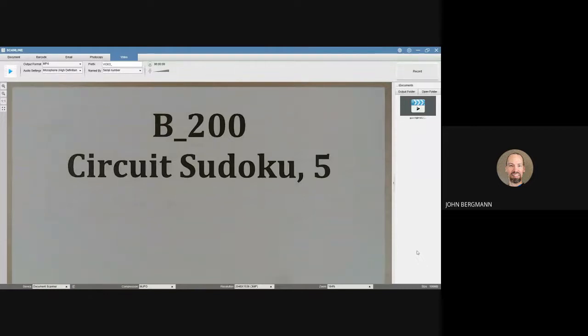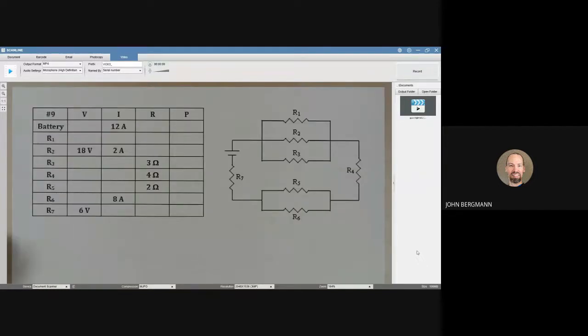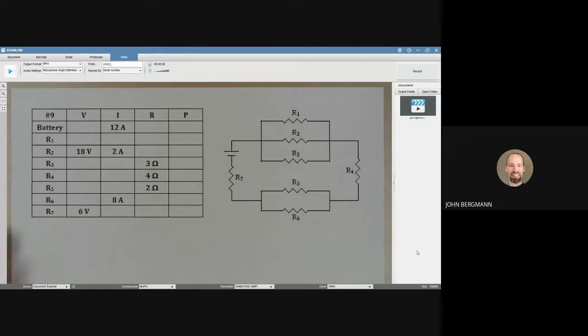Circuit Sudoku number 5. This is the only one we're doing on this video. If you want to do this on your own, pause the video right now, maybe solve the whole thing, and then fast forward to the end and see if the two of us agree. All right, here we go.